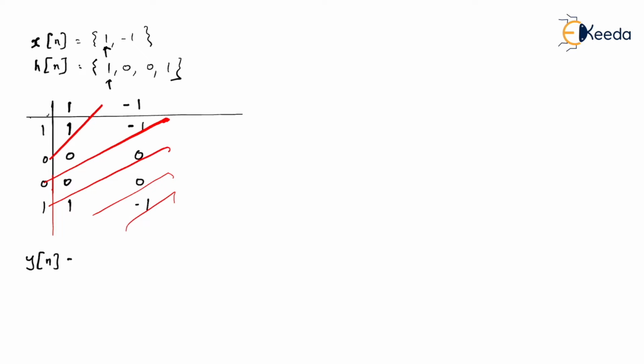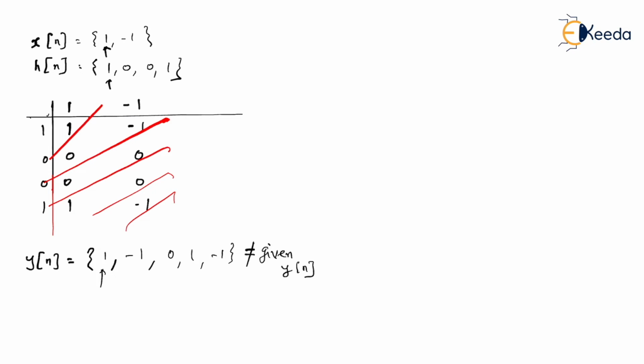So y of n, this is 1. The second element, if you see, is minus 1. The third element is 0. The next element you will get is 1, and last you will get minus 1. And the arrow mark will be here only. Now if you verify, it is not equal to the given y of n. Option C has to be the correct option.